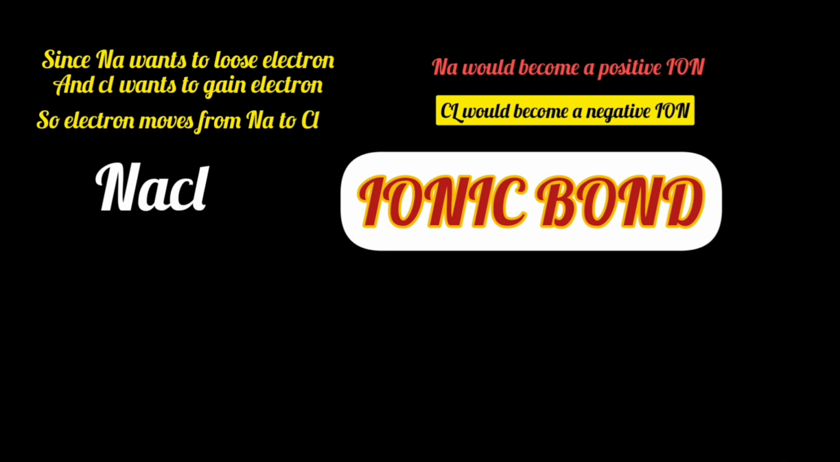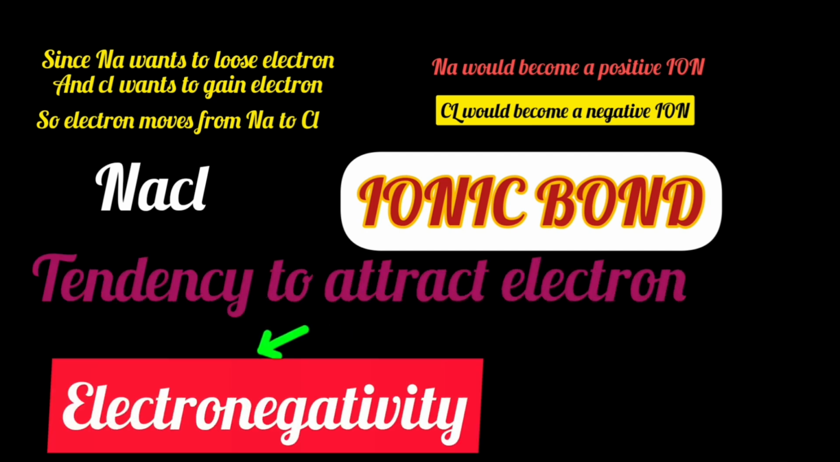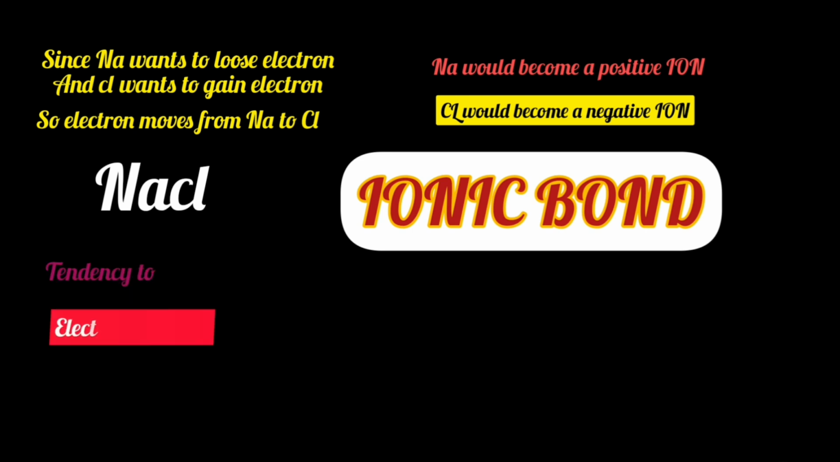So in this case, we say Cl very much wants to attract electrons. So we create an abstraction and call this want to attract electrons electronegativity. Cl has a high electronegativity and Na has a very low electronegativity.